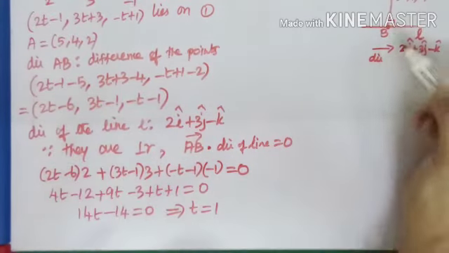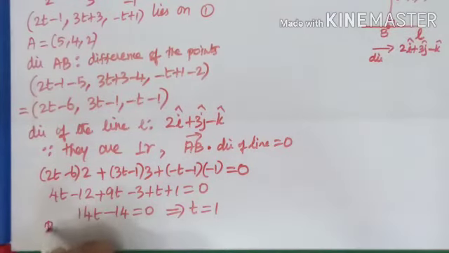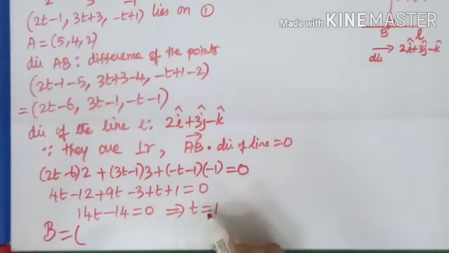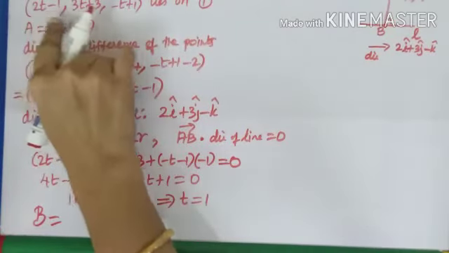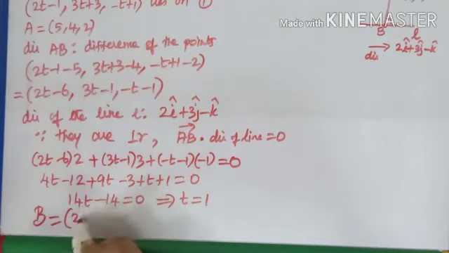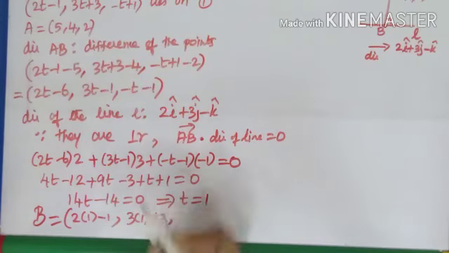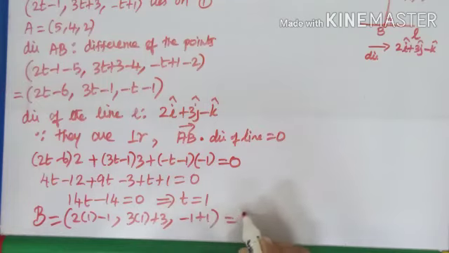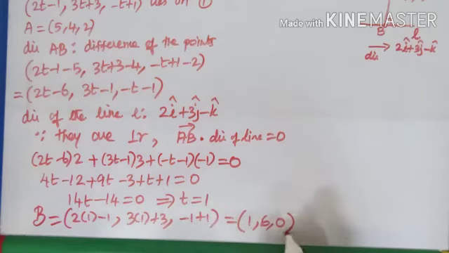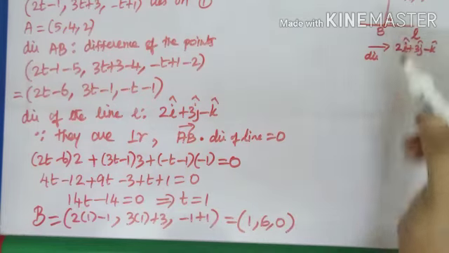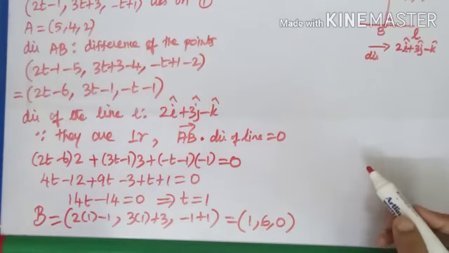So what is the point I get? The point B, substitute t equals 1: 2t minus 1, that is 2 into 1 minus 1; 3t plus 3, 3 into 1 plus 3; minus t plus 1, minus 1 plus 1. That is 2 minus 1, 1; 3 plus 3, 6; minus 1 plus 1, 0. So B is the point (1, 6, 0).